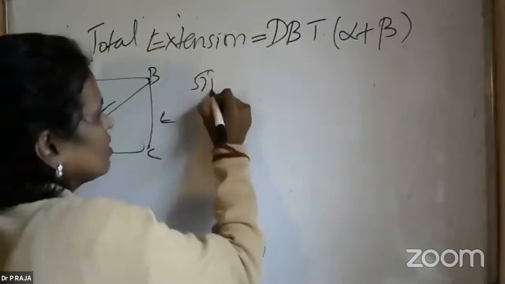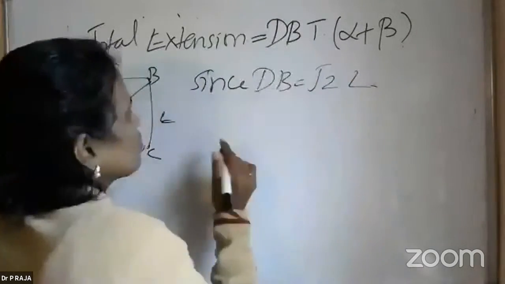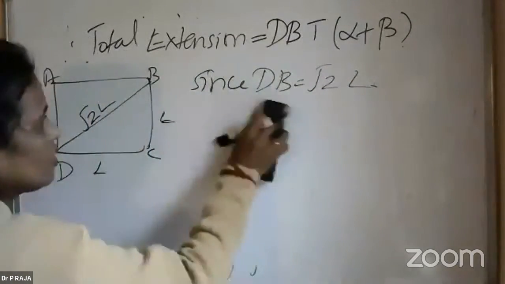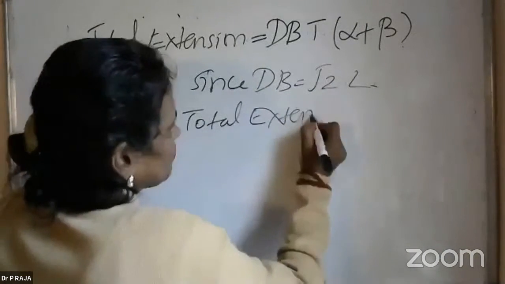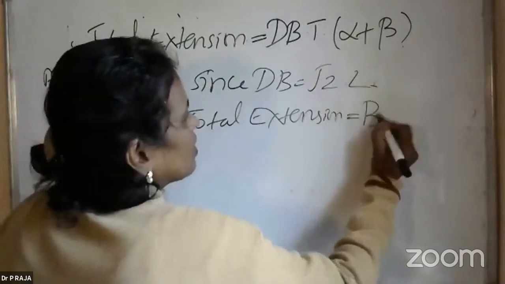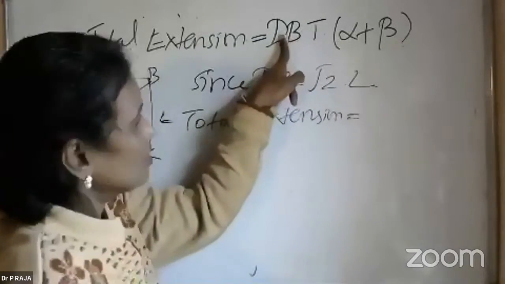So since dB is equal to root 2 into L, substitute that. The total extension will become equal to dB, and I'm going to substitute root 2 L on this factor.